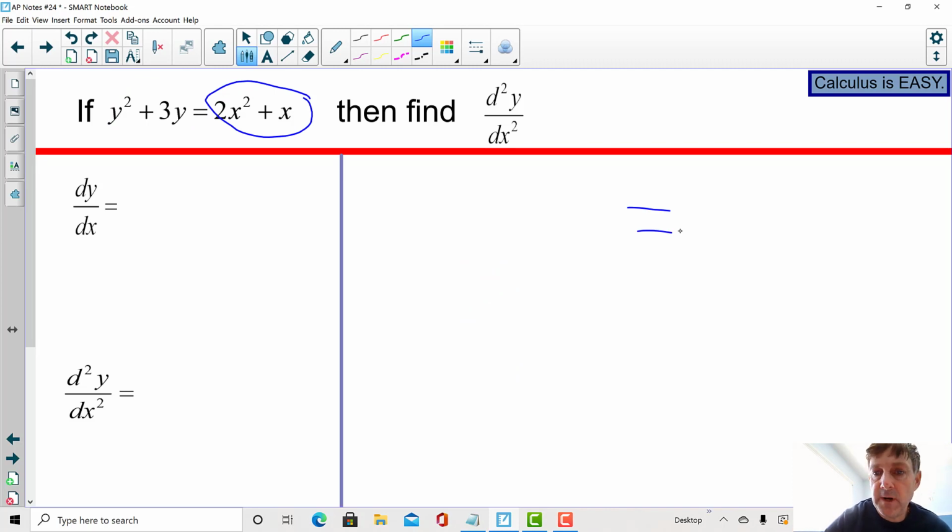The derivative of 2x squared, well, the 2 comes down and gives you a 4, and the new power is 1 less. So it's power 1. The derivative of x is just going to be a 1. So that was really easy.